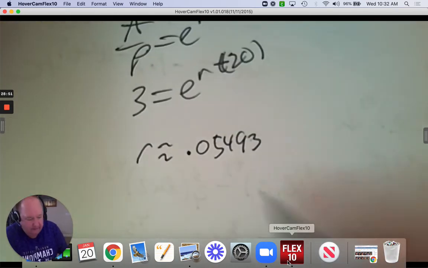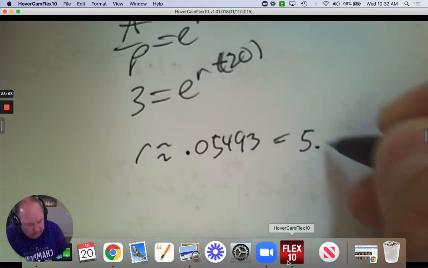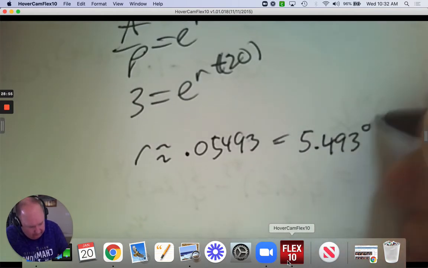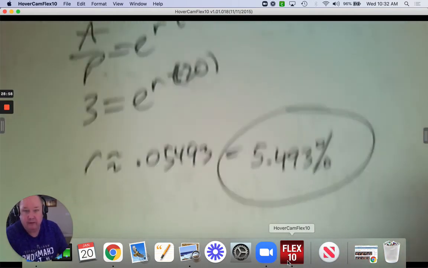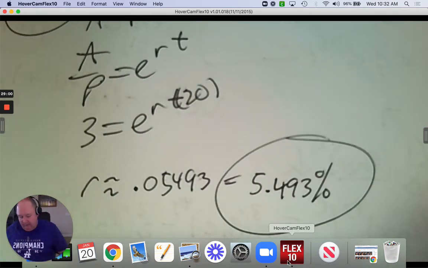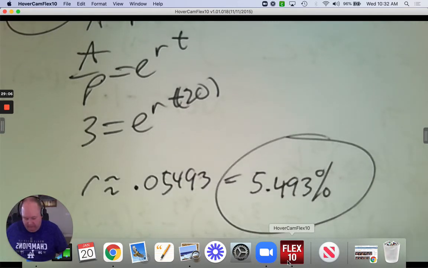And so I did that so that I could actually move the decimal 2 to the right and still have 3 decimals. So that would be the interest rate you would need to triple your money in 20 years. 26. Turn the page.